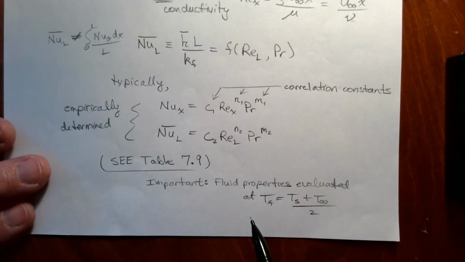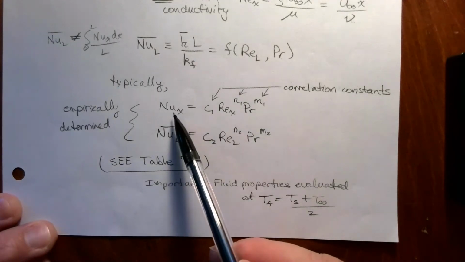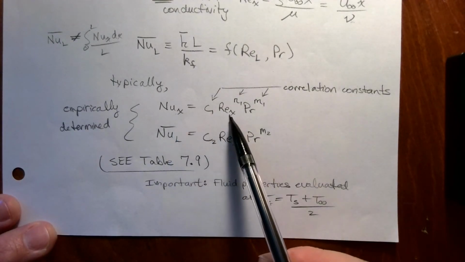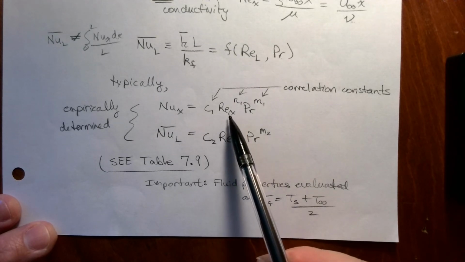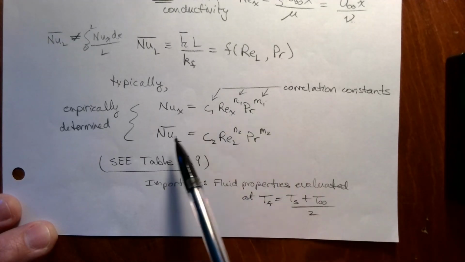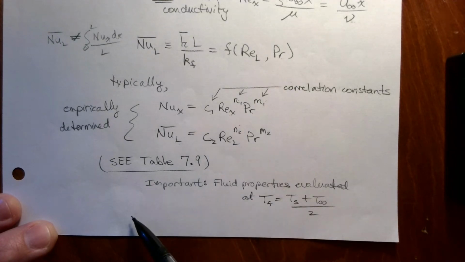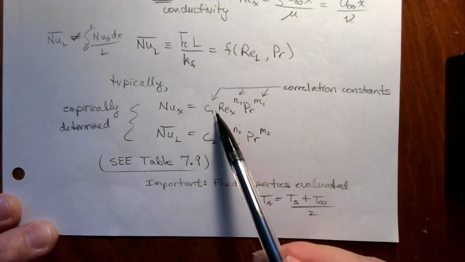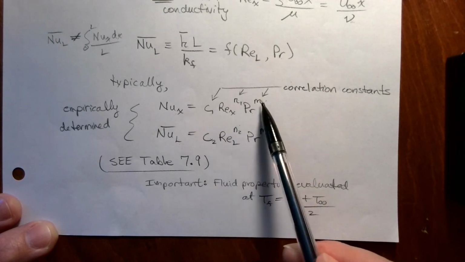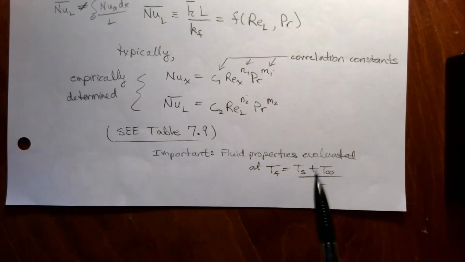But ultimately, the solutions that we're going to use in Chapter 7 will be empirically determined correlations that look like this. The Nusselt number will be a function of the Reynolds number and the Prandtl number, so we'll say that it's proportional to the Reynolds number to some power and then the Prandtl number to some power. And the same thing for the average case, right? Only these coefficients will be different. So what we could do is go run some experiments, correlate the data, basically do a statistical analysis and do a regression through the data to figure out what the values of those coefficients are. And again, all of the fluid properties are then evaluated at the film temperature.